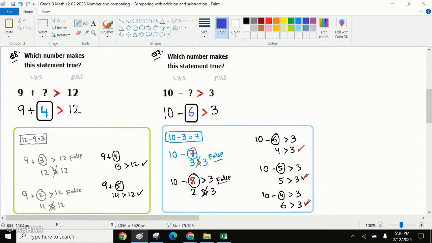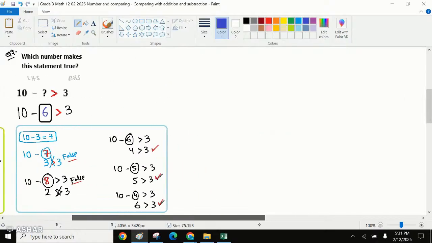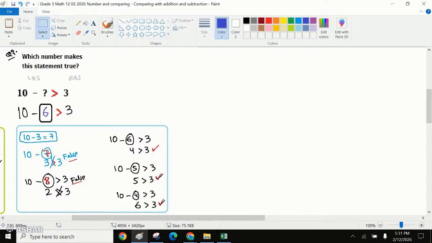That means if there are 5 students or 3 students, one student gives the answer 6 for the missing number, it's true. Another can give 5 as the number, it's still true. Another can give 4 as the answer, it's still true. That means any number that is making this statement true would be considered as the correct answer. Okay, so let's try another question, question number 10.